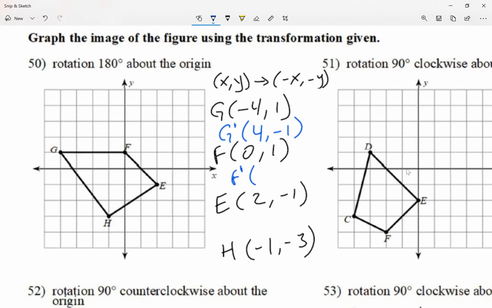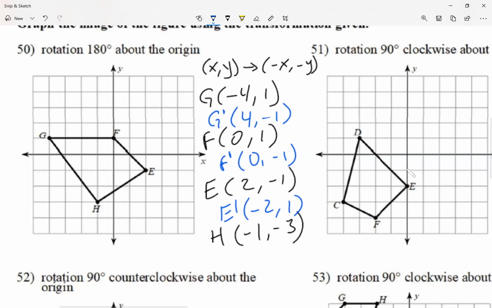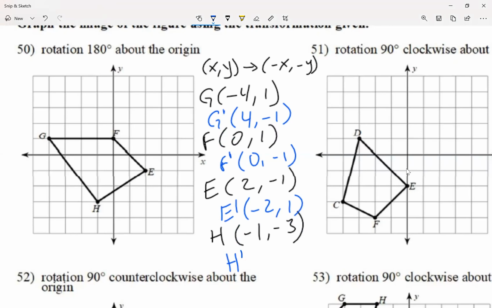Now, F prime, I have to switch the signs on both, but there's no such thing as -0. So I'm going to call this 0, -1. For my E prime, let me call this -2, 1. Notice how I switched the signs on each of my values. And lastly, H prime should be 1, 3. Your homework, I'm only going to ask you guys for the coordinates. Easily, you guys can find the coordinates.